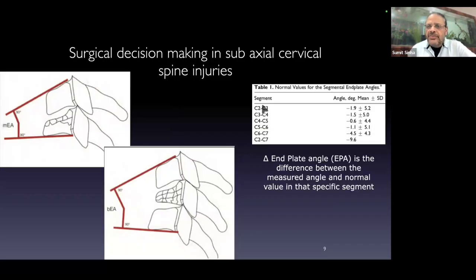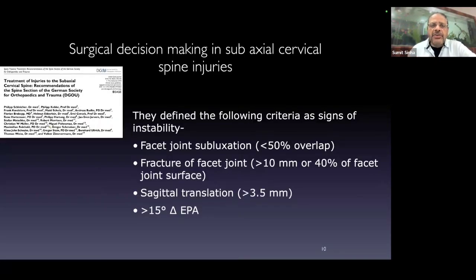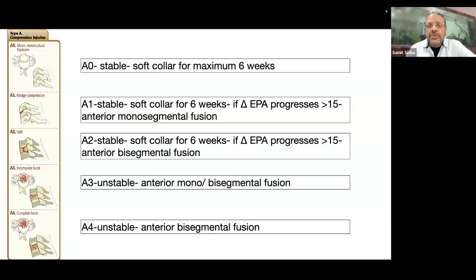They say that there are certain criteria of instability which they have defined, which is the facet joint subluxation of more than 50%, or fracture of the facet joint more than 10 millimeter, or the sagittal translation of the vertebral body more than 3.5 mm, and more than 15 degree of delta end plate angle, which makes it unstable and which requires a surgical instrumentation. So this is what the German society recommendations say about the fixation.